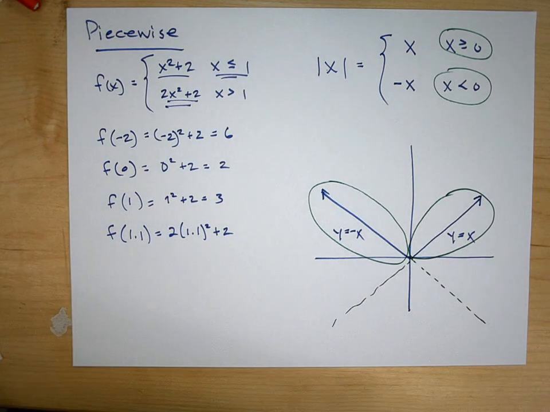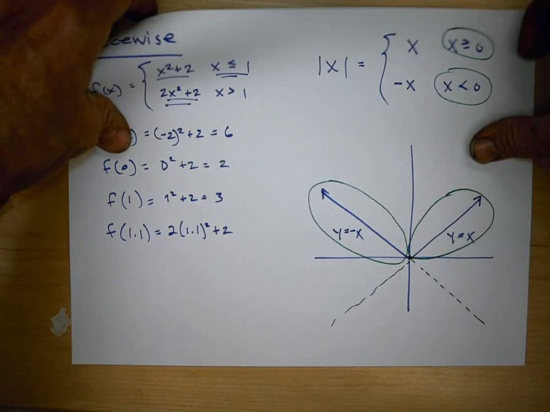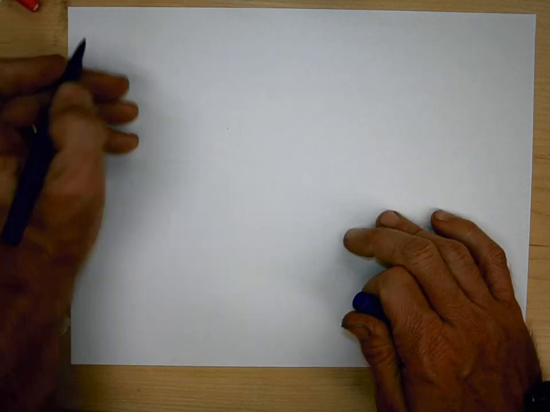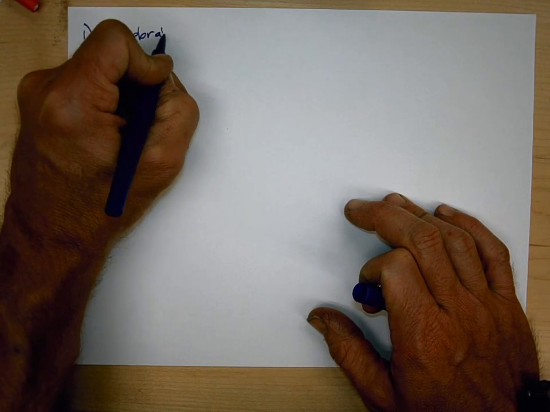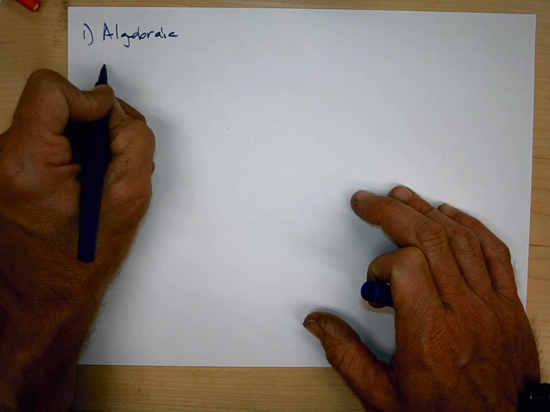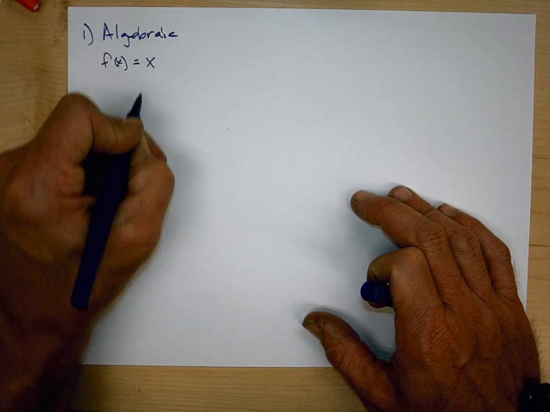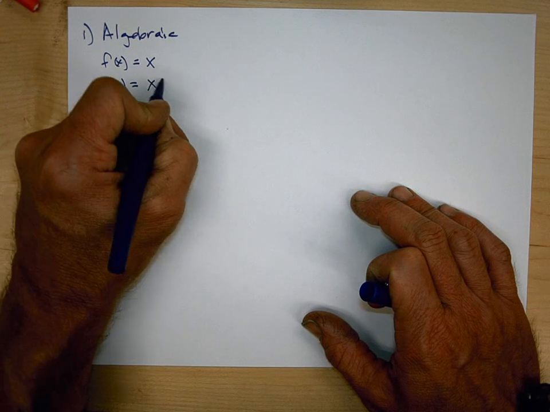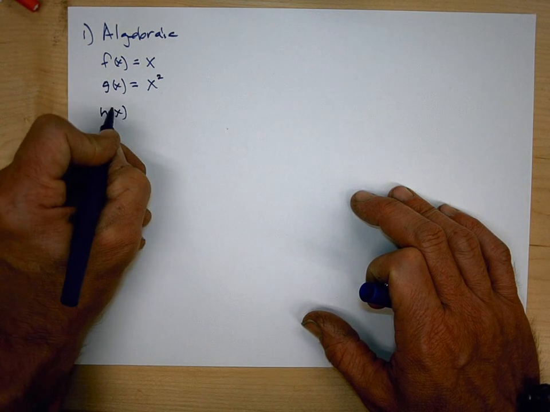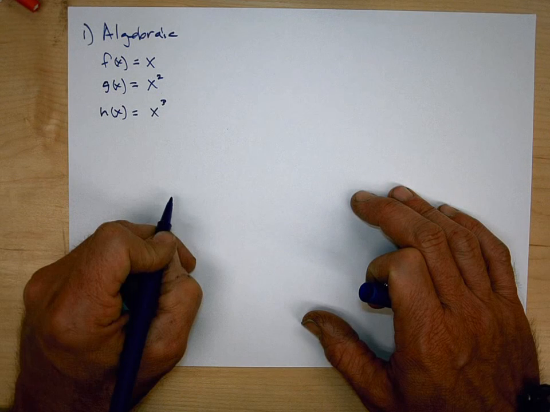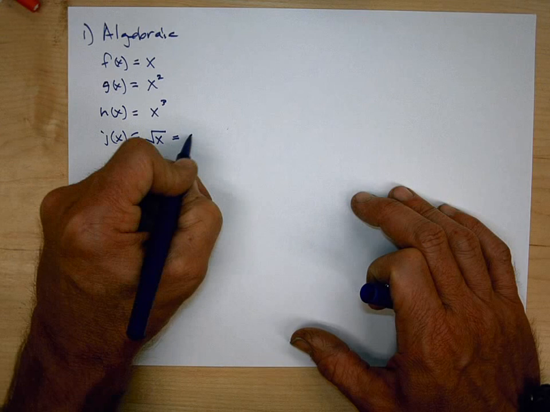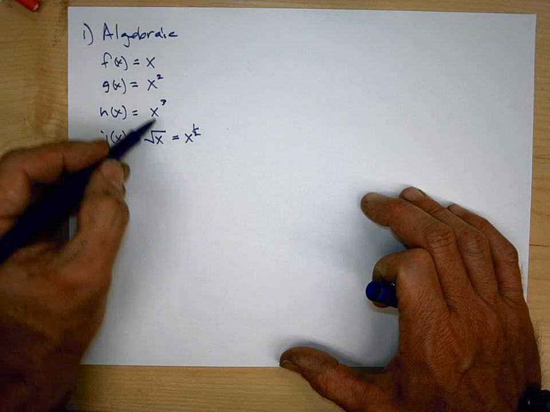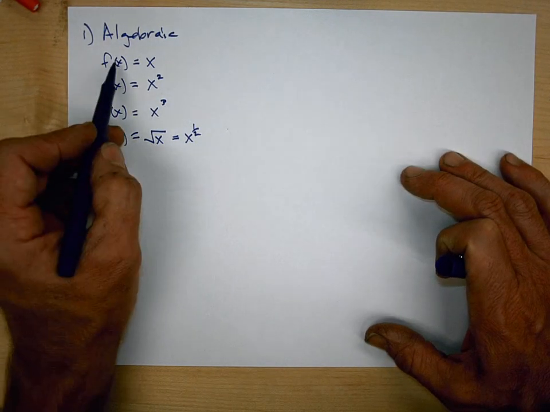Okay, I just want to talk about some common functions that you should be familiar with, classifying those functions. So some types of functions. First, we could have algebraic functions. These are functions of the form f of x equals x, g of x equals x squared, h of x equals x cubed. We could also have a j of x, square root of x, because this could be written x to the 1/2. So basically anything that you can take x to a power of. Also any combination of these.